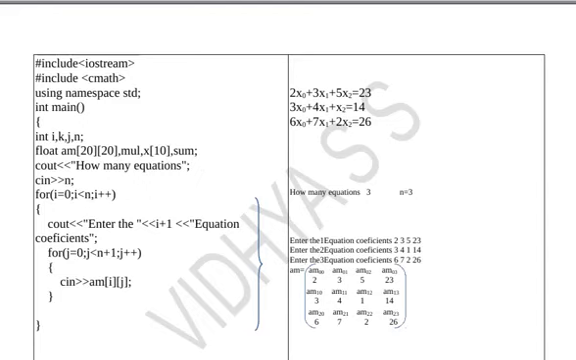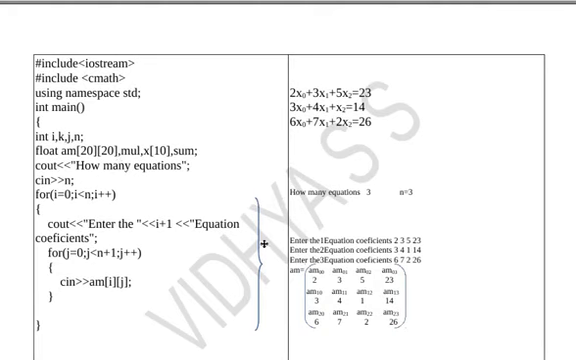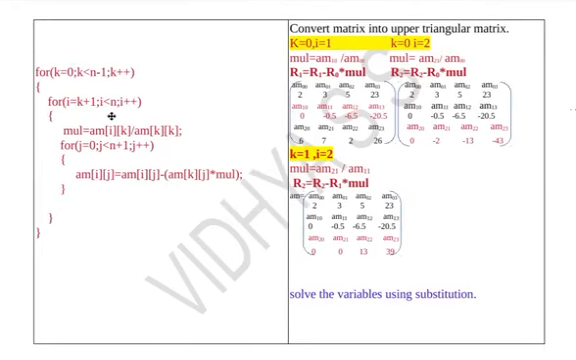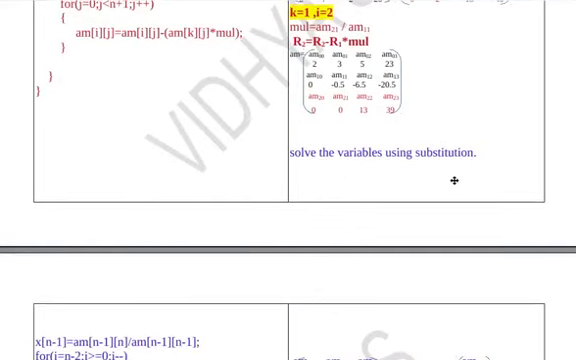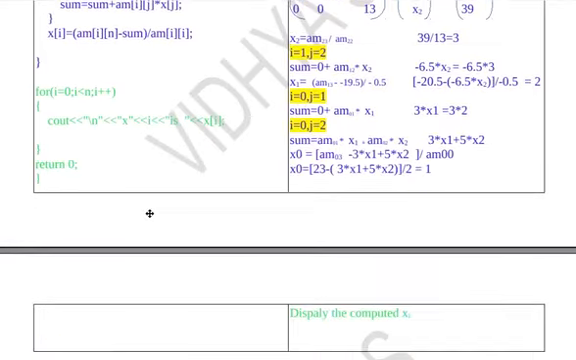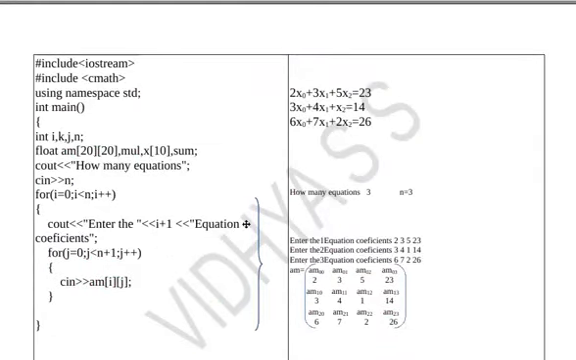So let's start. First, include all the necessary files: iostream, cmath and namespace, etc. Then I am dividing the entire program into 4 parts. First part is to form the augmented matrix, second part is triangularization, third part is to solve the variables using substitution, and the next part is the display. So let me start explaining.